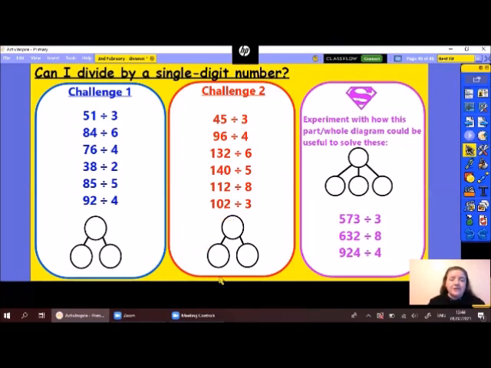Challenge 2 is more like the one we did just now, 135 divided by 5. But again, you just need a part-whole diagram that looks like this, but you might need your multiplying by multiples of 10. So you might need 20 lots of something or 30 lots of something.